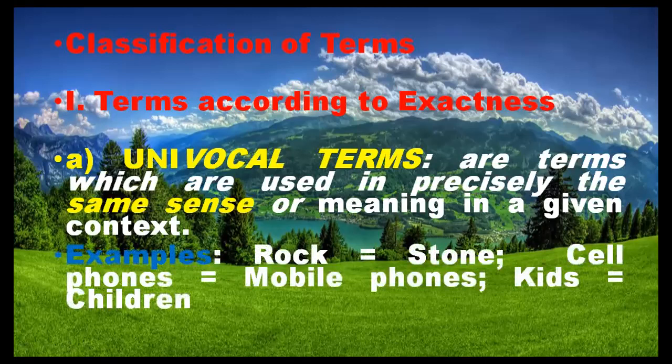Example, rock. It means stone. Just like the stone or the rock that hit the forehead of Goliath. So, when we say cell phones, we mean mobile phones, not cell sites. So don't confuse it. When we say kids, we're not referring to the kids of the goat, but the children within the family. So univocal term. So that when we say something in a conversation or in a debate or when it comes to philosophizing, we say what we mean and we mean what we say. So that's univocal term.